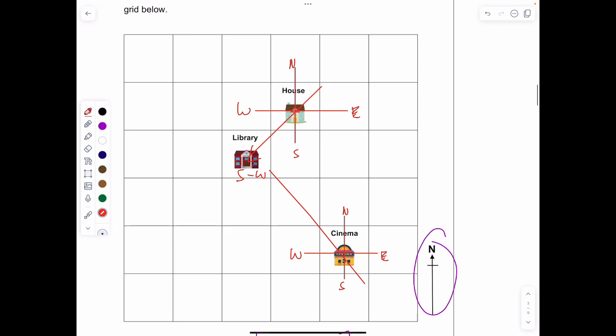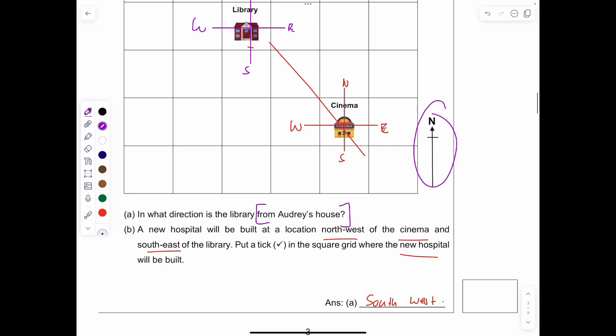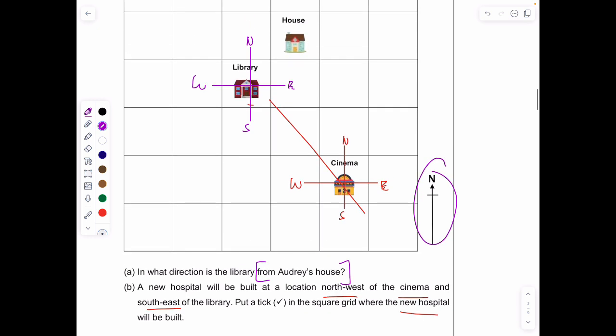Okay, I'm going to clean up the lines here so that we can see this roughly clearly. So once again, we have to draw our compass, north, south, east, west. They say southeast. Southeast is over here. So therefore, it will be this grid.